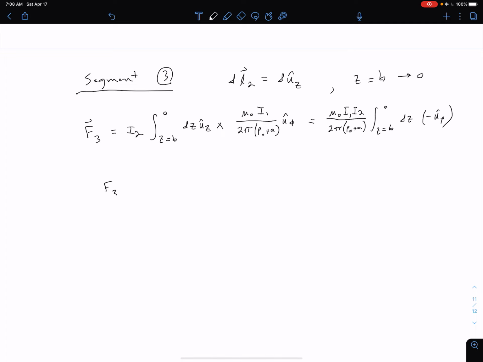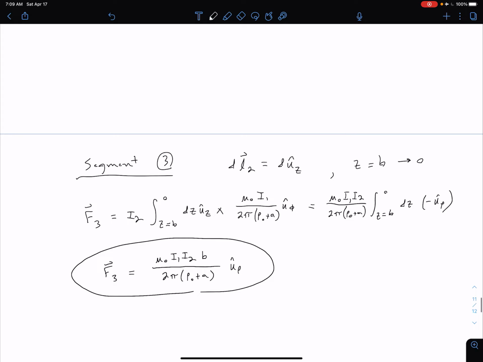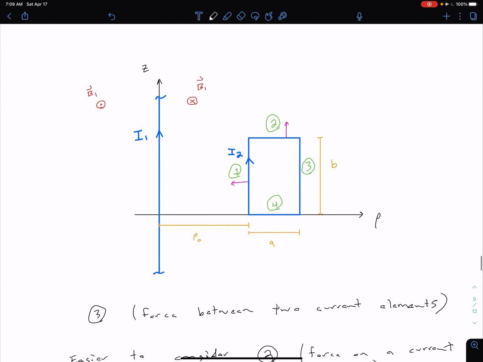So ultimately we get that our F3 is going to be equal to mu naught times I1 times I2 times our distance b. And I don't have the negative because we're going to cancel that out and just say this is in our rho direction. And that's divided by 2 pi times rho naught plus a. Okay, so again, let's come back up to our drawing, and we see this is going to be in the positive rho direction. So coming back up here to our segment 3, we see that this has some force in this direction here.